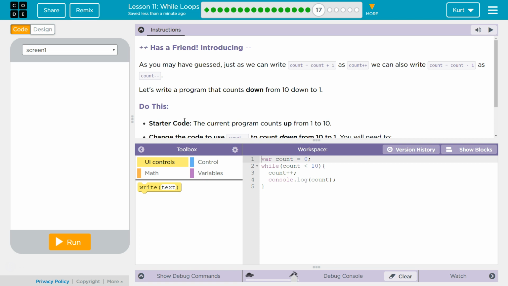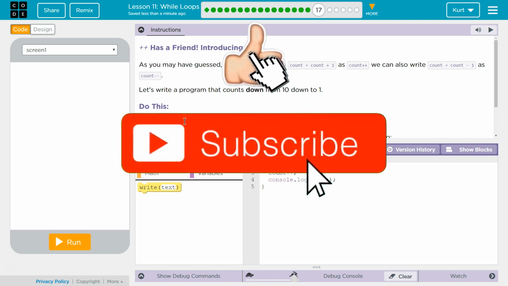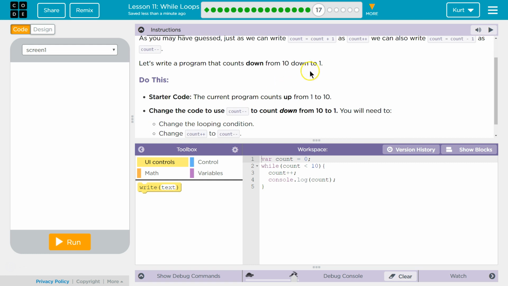Plus plus as a friend, introducing hyphen hyphen. Just kidding, it's subtraction subtraction, or minus minus. I wasn't sure they would show this right away. As you may have guessed, just as you can write count equals count plus one as count plus plus, you can also write count equals count minus one as count minus minus. Let's try to count down to one.